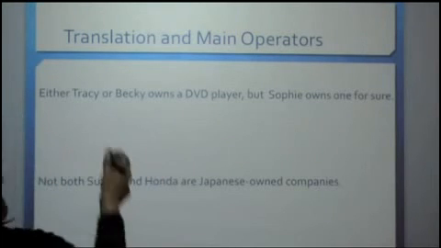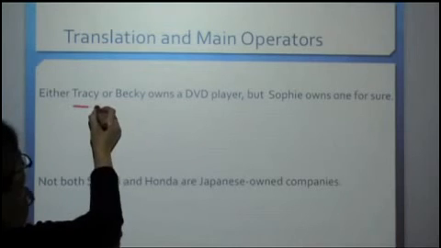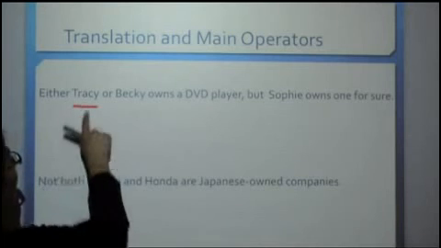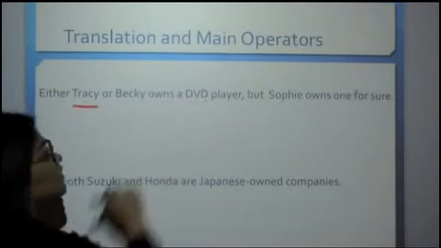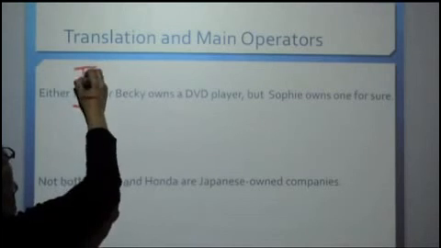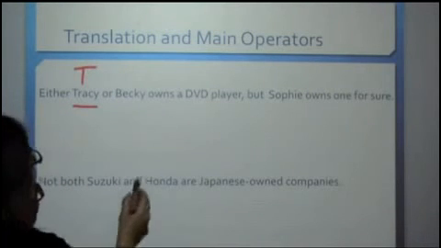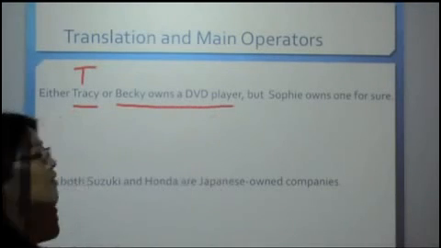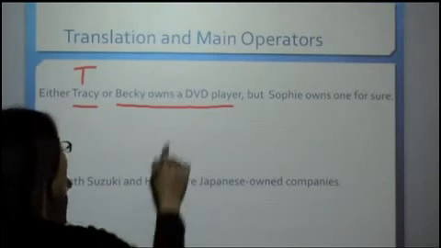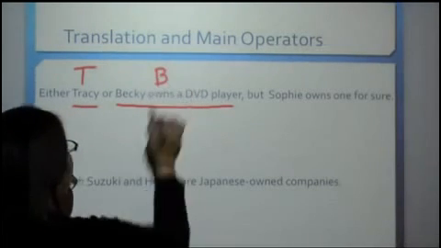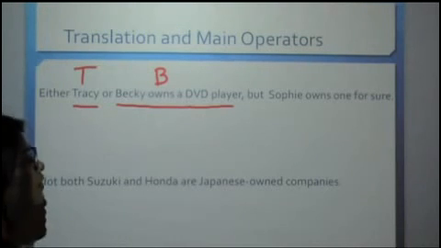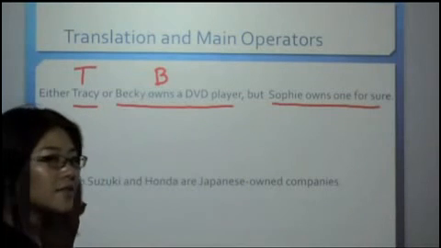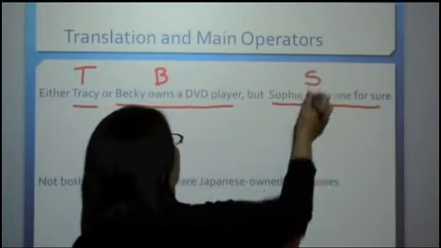Okay? So we're going to go ahead and identify these. One of them is Tracy owns a DVD player. So I'm going to go ahead and underline that and give the statement Tracy owns a DVD player the propositional variable T. Okay? Then we have the second statement, which is Becky owns a DVD player. Okay, so that's the second simple statement. And we're going to give this simple statement the propositional variable B. Finally, we have the simple statement Sophie owns one for sure. And we're going to give that statement the propositional variable S.